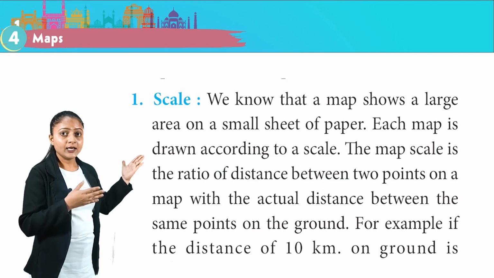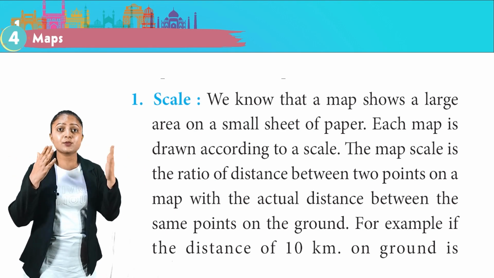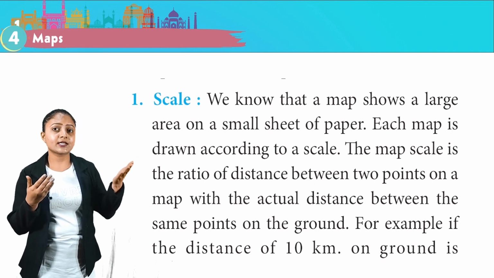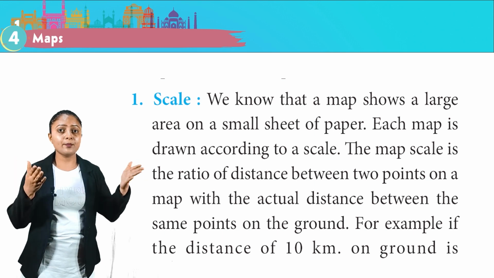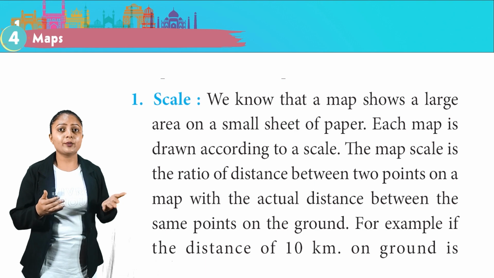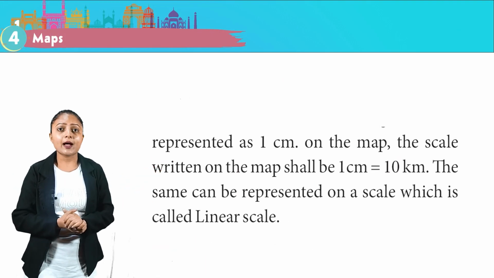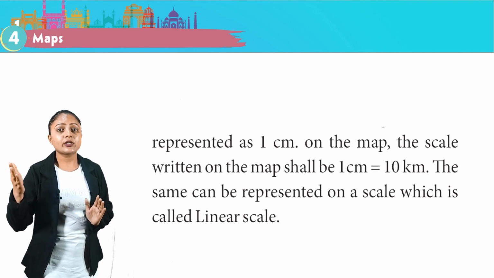Number 1. Scale. We know that a map shows a large area on a small sheet of paper. Each map is drawn according to a scale. The map scale is the ratio of distance between 2 points on a map with the actual distance between the same points on the ground. For example, if the distance of 10 km on ground is represented as 1 centimeter on the map, the scale written on the map shall be 1 centimeter is equal to 10 km.